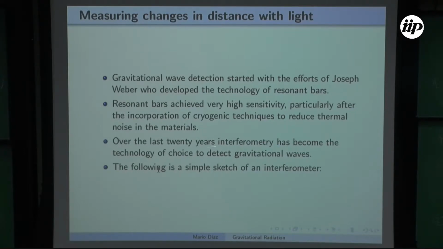But obviously we know that the last 20 years have been dominated by interferometry, which has become successful in detecting gravitational waves. So the idea is to look at how effective an interferometer is, just looking at the formulas that we just used.